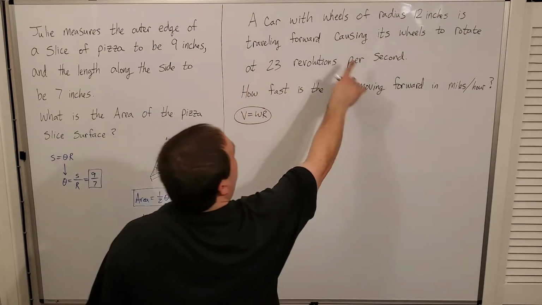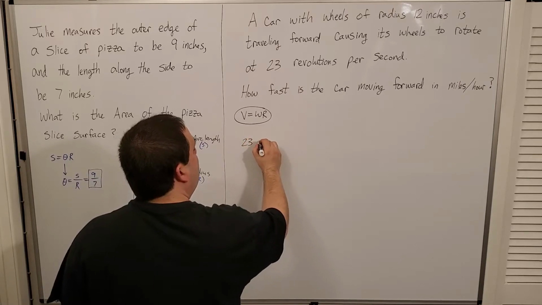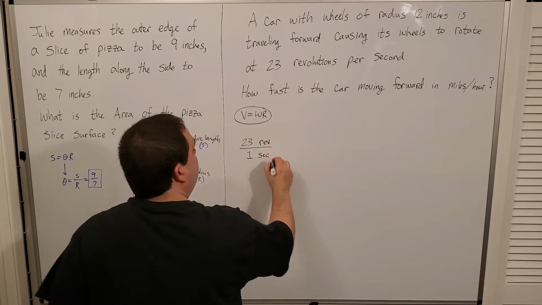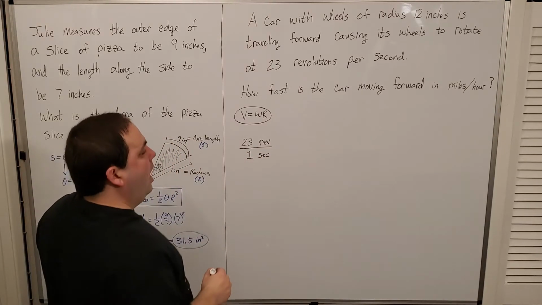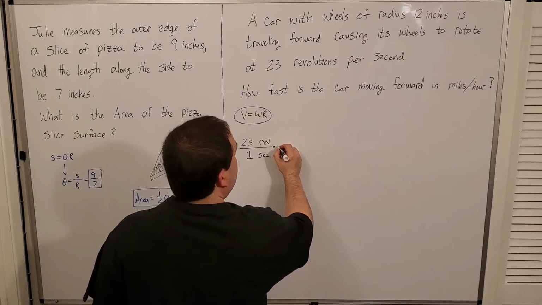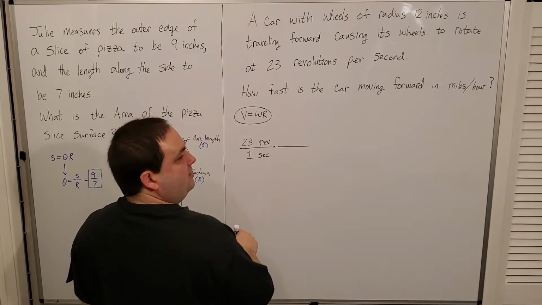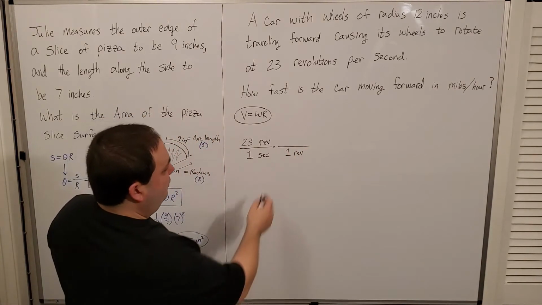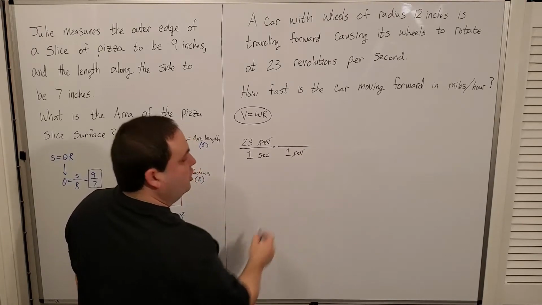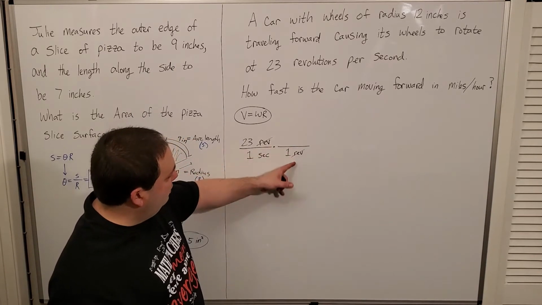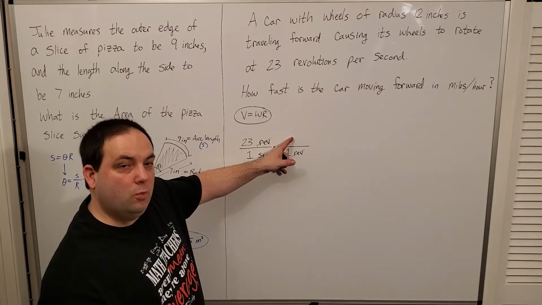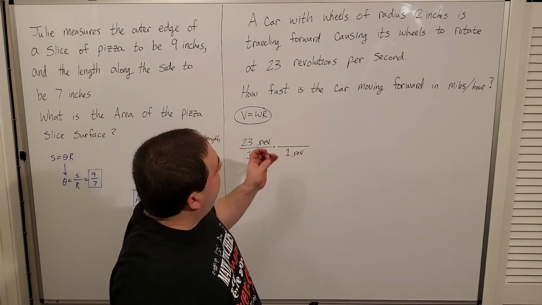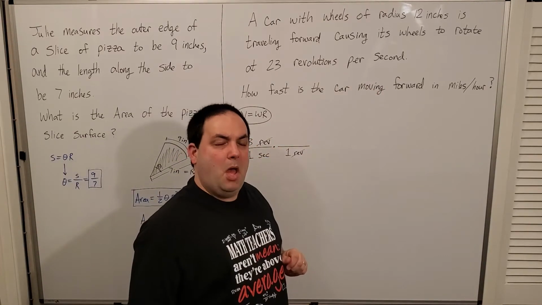So we start with what we have. 23 revolutions over 1 second. That's what I have right now. I'm going to multiply by something that's going to take away revolutions. So I'm going to put 1 revolution down here. That would take away the revolution unit. But I can only do this if I put something up here that's equal to 1 revolution. Well, let's think about it. I'd like to convert it into something that is related to miles.